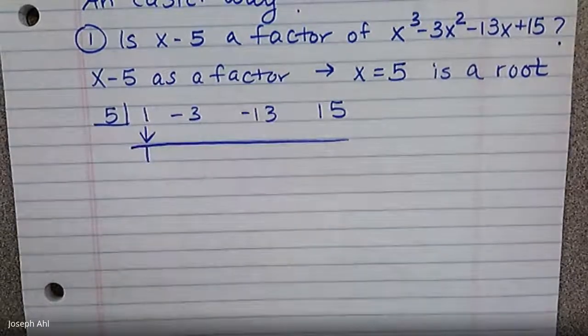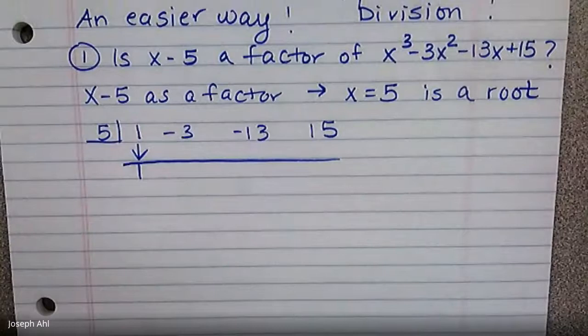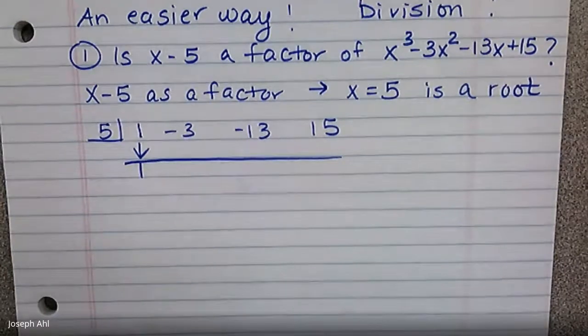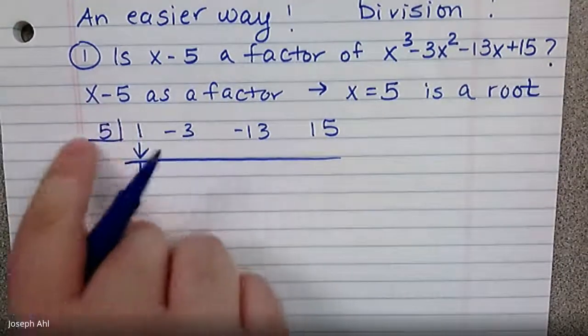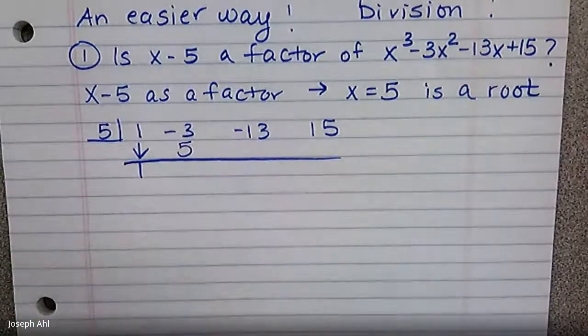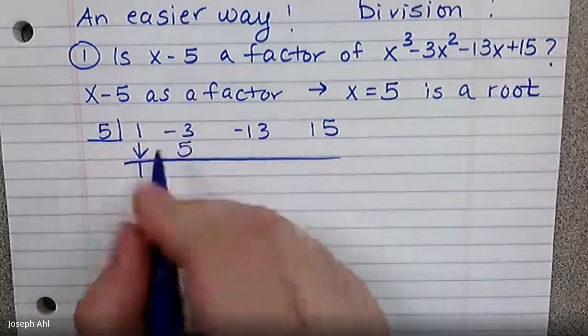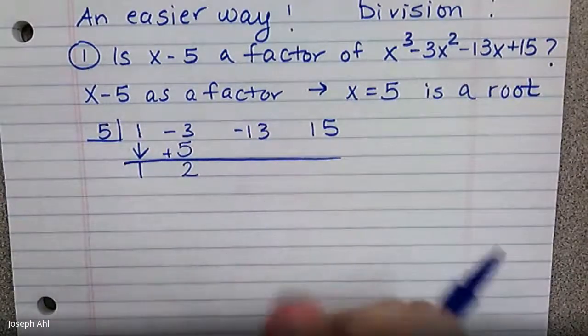Okay, so first thing you're going to do is bring down the 1. There are going to be some steps that feel sort of like long division, but it's going to look pretty different because you're not writing any x's at all in the end. When I bring down the 1, the next thing I do is multiply by the root that I'm testing. So I multiply by 5, and that's 5. Put that on the next line. And then you're always going to add it to the coefficient above. So 5 plus -3 is 2. And then you repeat the process.